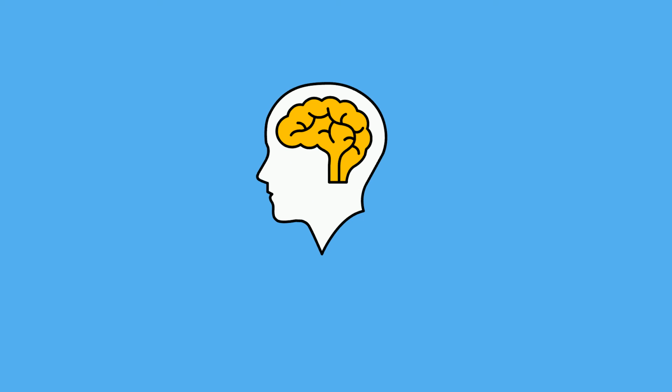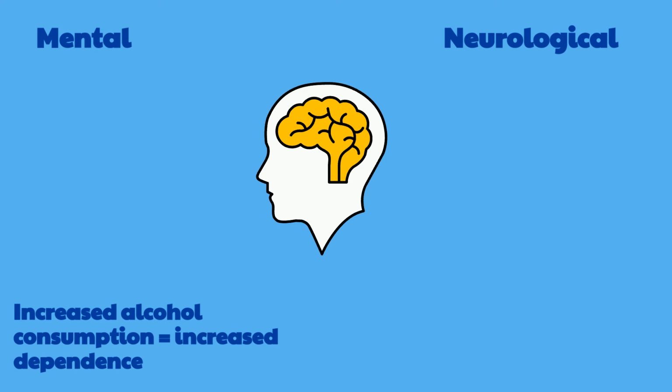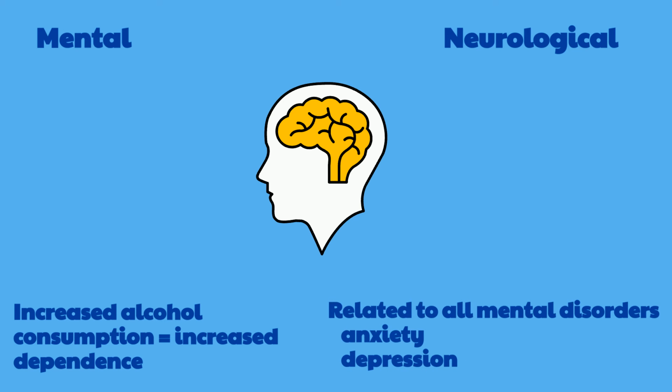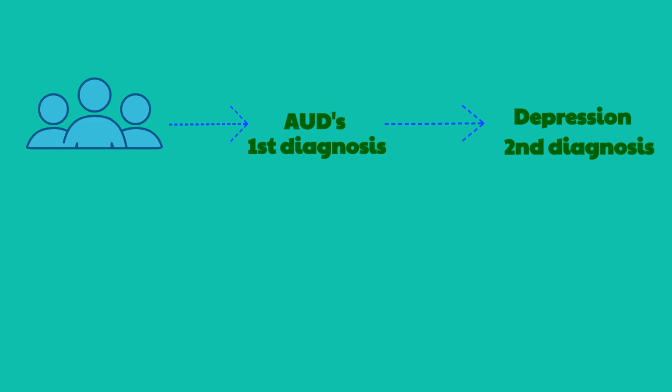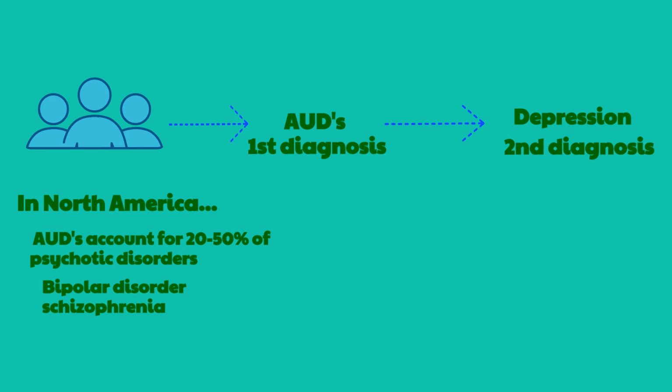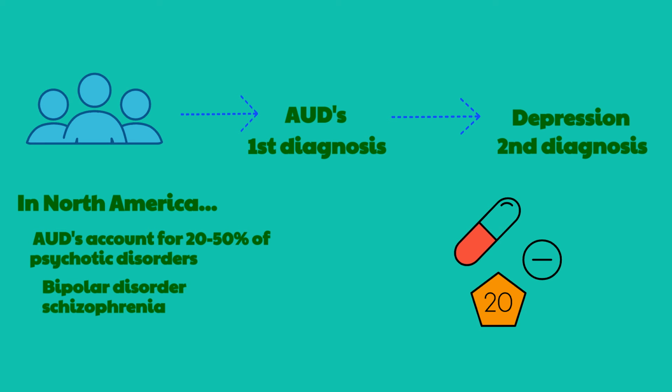In terms of neuropsychiatric disorders, which encompass both mental and neurological health factors, alcohol consumption is easily one of the greatest impacts for alcohol dependence. Additionally, alcohol consumption is shown to be highly related to all mental disorders, including anxiety and depression. However, the causality is not yet clear with respect to these associations. Among suicide victims, alcohol-related disorders, also known as AUDs, are the most common first diagnosis, with depression being the second most common diagnosis. In North America, AUDs account for 20 to 50% of psychotic disorders such as bipolar disorder or schizophrenia in adults. Increased consumption and misuse can intensify psychiatric symptoms and may also diminish a patient's treatment compliance to psychosocial treatment and various medications.